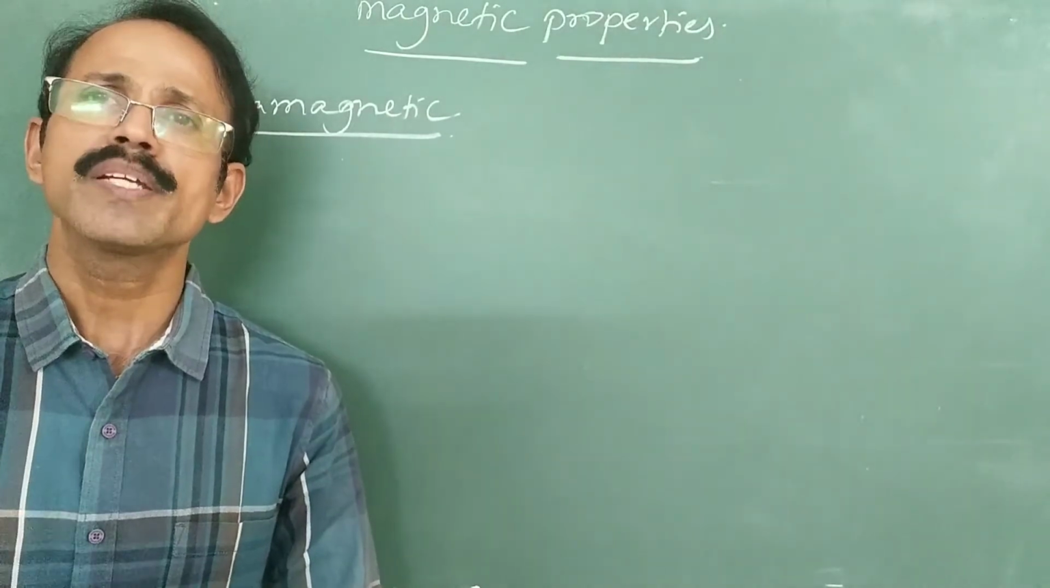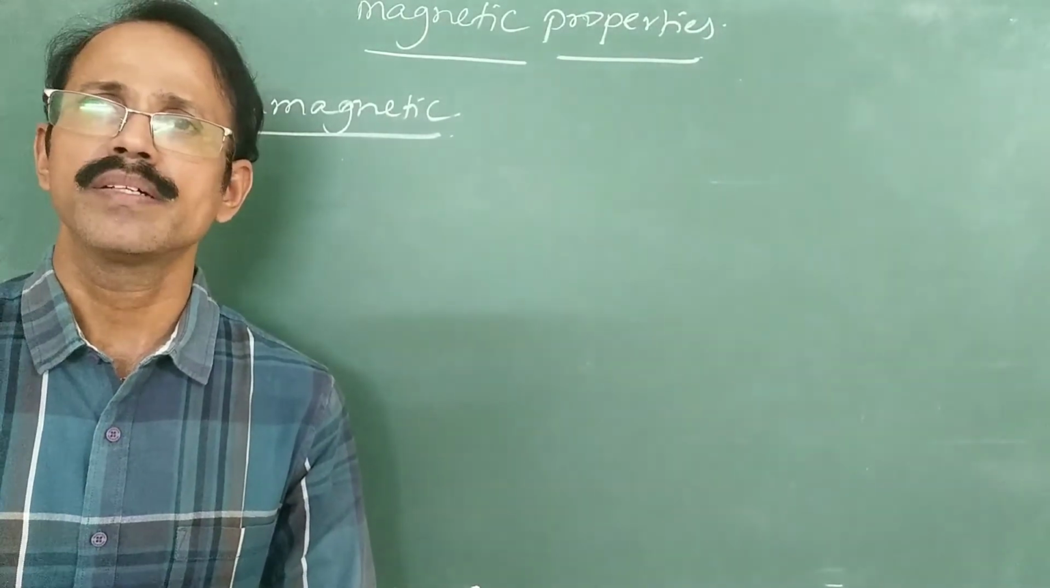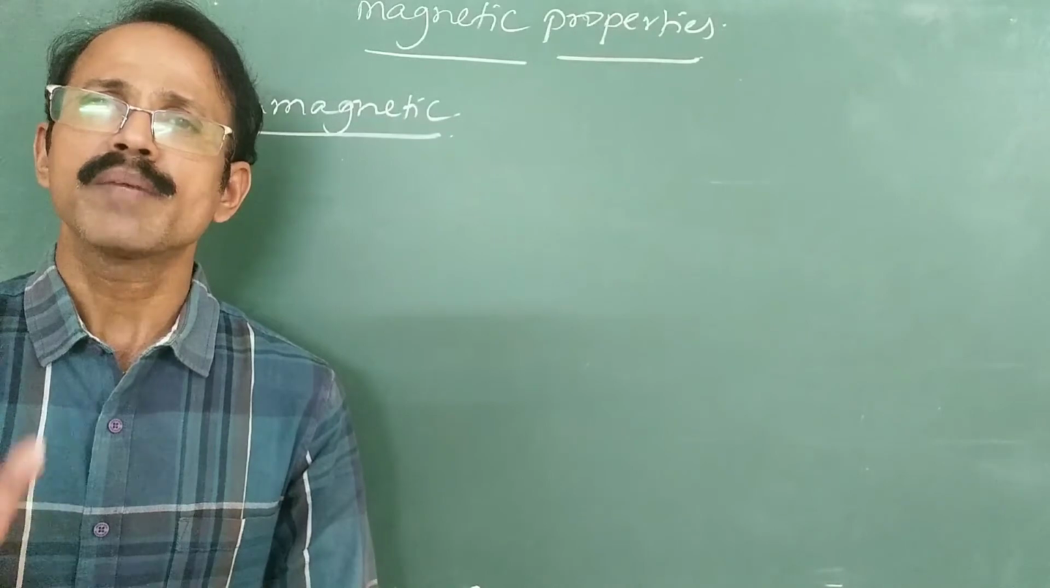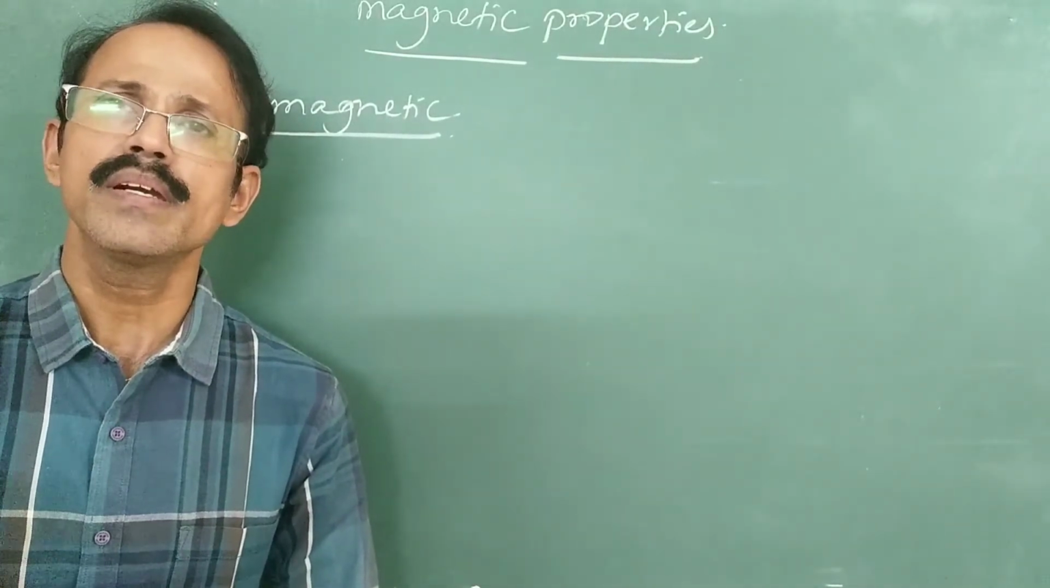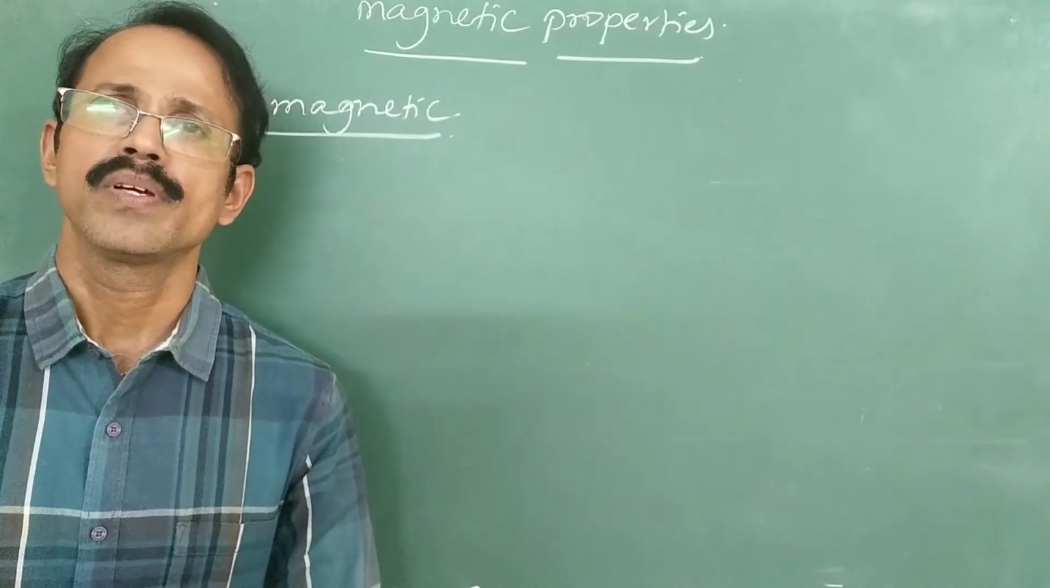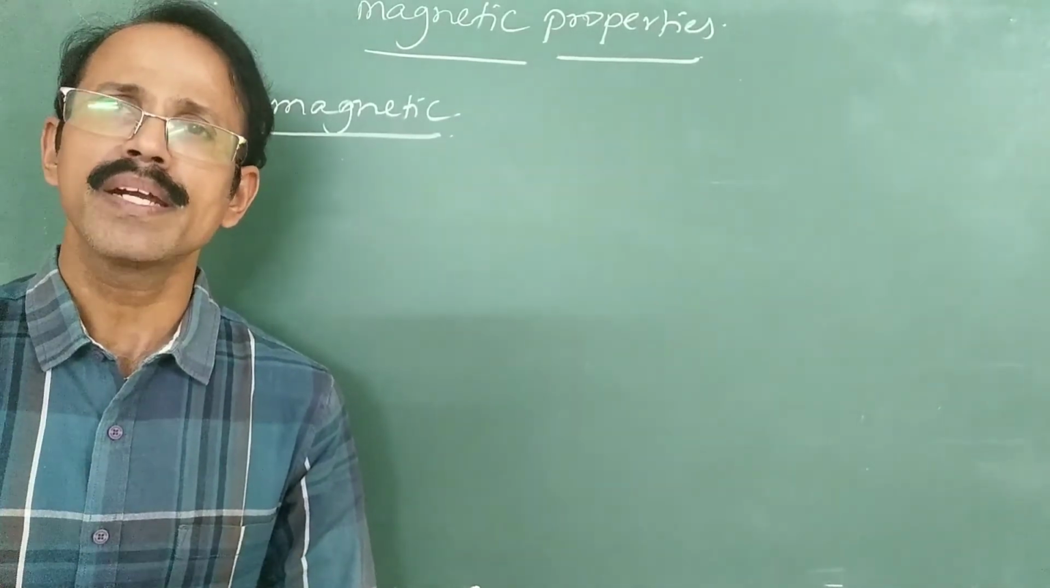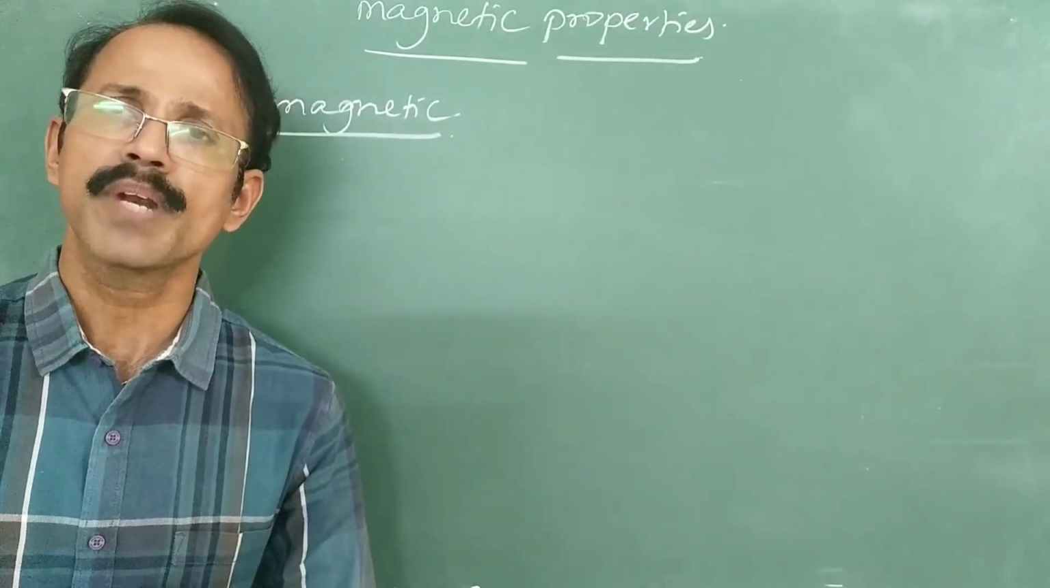When a diamagnetic substance is kept in a magnetic field, it becomes difficult for the magnetic lines of force to pass through the diamagnetic substance. That is why the resultant magnetic field is less than applied magnetic field.